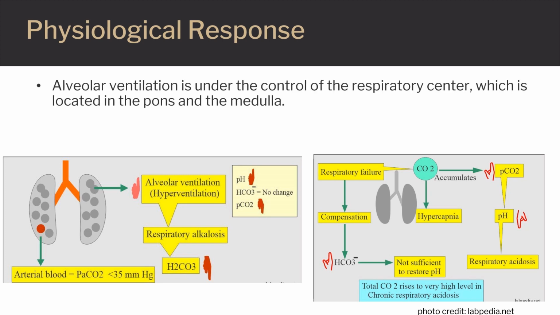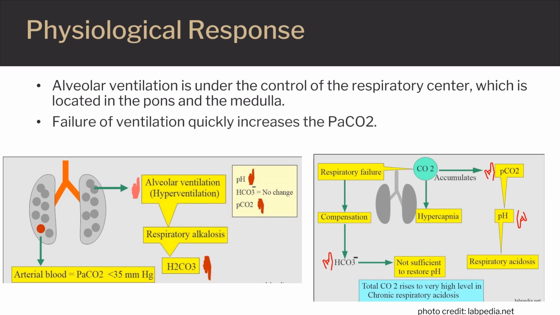Alveolar ventilation is under the control of the respiratory center, which is located in the pons and in the medulla. Ventilation is influenced and regulated by chemoreceptors for PaCO2, PaO2, and pH located in the brainstem and in the aortic and carotid bodies, as well as by neural impulses from lung stretch receptors and impulses from the cerebral cortex. Failure of ventilation quickly increases the PaCO2.